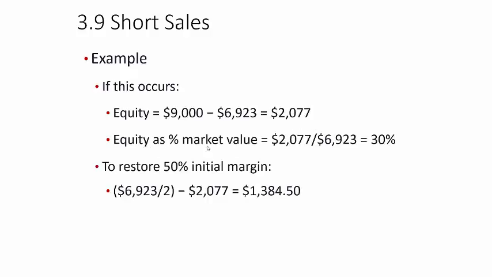Equity as a percentage of market value, you look at your equity over what the market value that we calculated is equal to 30%. Well, your equity position should be 50%, right? So you need to have put in an additional $1,384. You have to restore the margin, restore to the 50%. So you take that market value that we've calculated, divided by 2, or multiply it by 0.5, take away what is already in there for your equity position, and that will determine how much you need to put in.